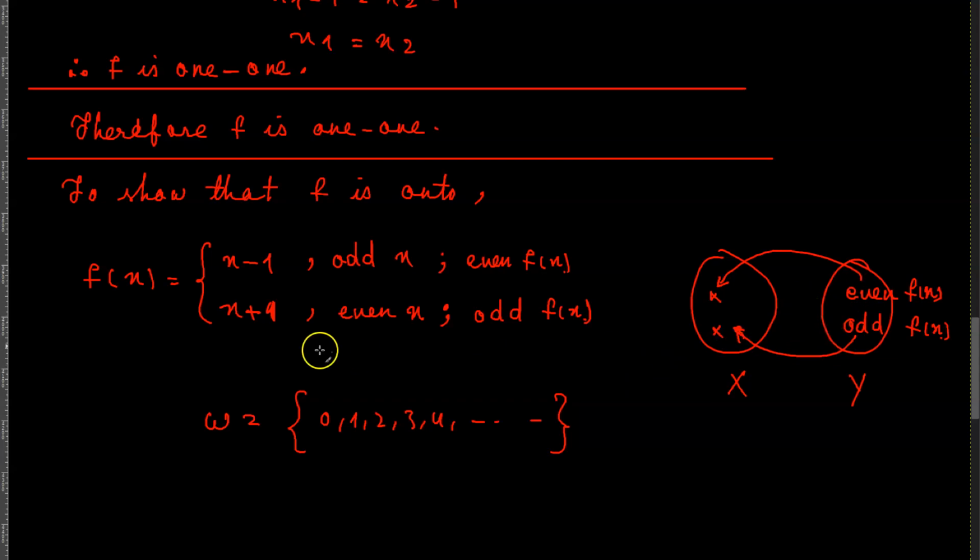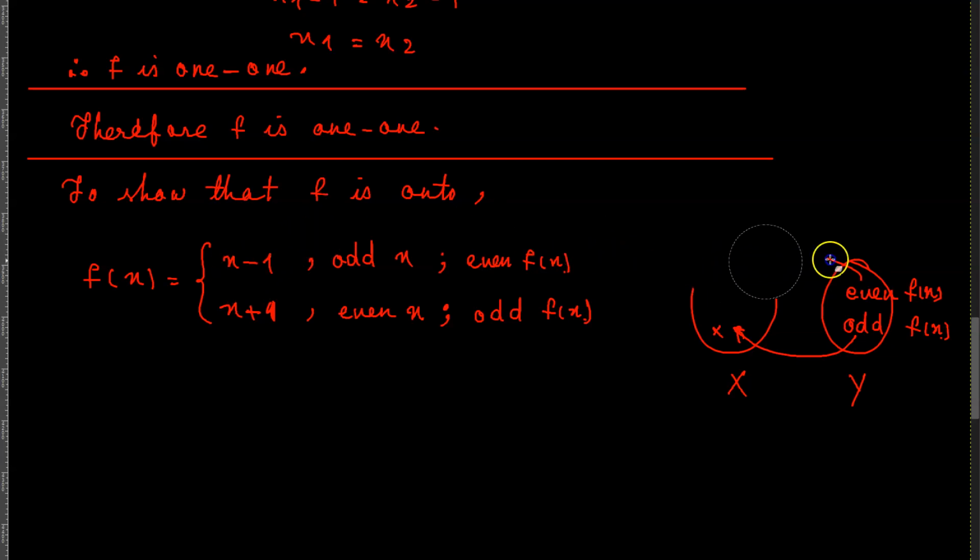And if you can show that, then that means that every element in Y, or every element in the codomain of the function, is the image of some element in the domain of the function, and that means that every element in Y is covered. And so if every element in Y is covered, then your function f is onto, or surjective.